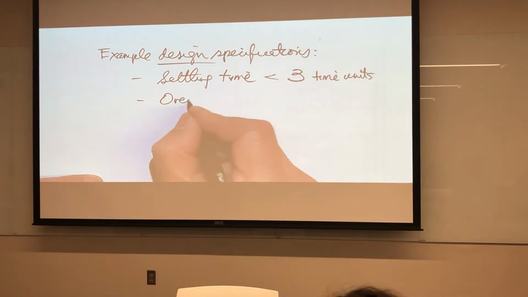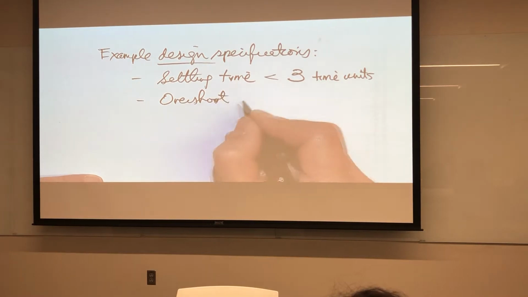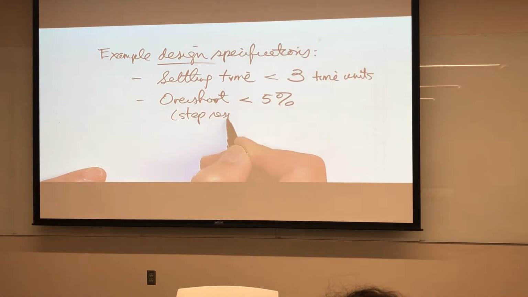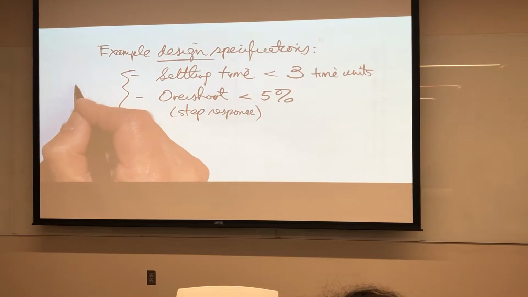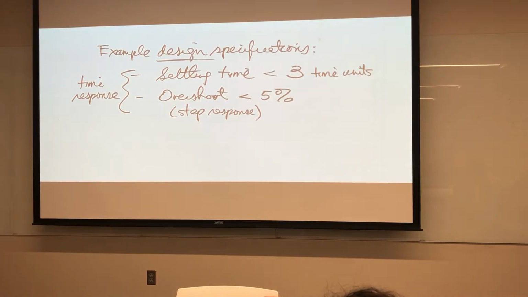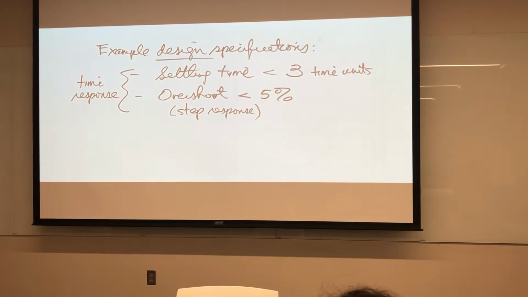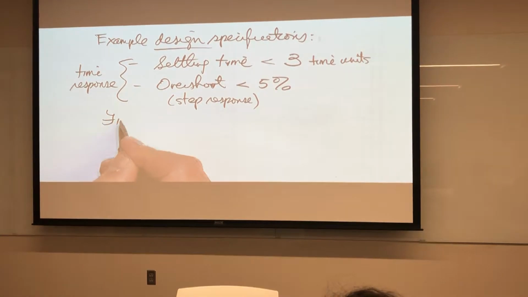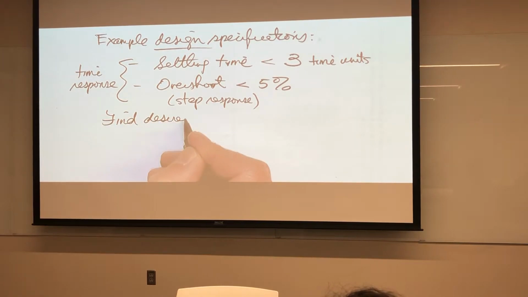And let's say an overshoot less than 5% for a step response. Okay. This is a step response overshoot. So notice these are time domain specs. This is different than the frequency response, which says things like phase margins, gain margin, stability margins. All right, so we got to convert this basically to some desired closed loop poles.